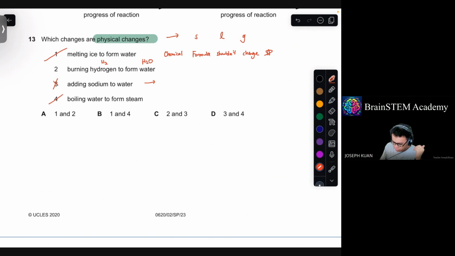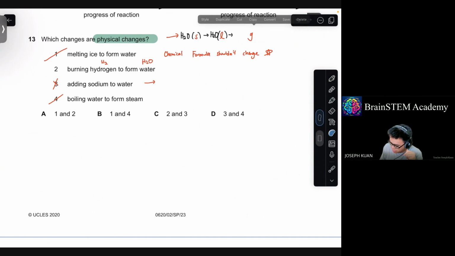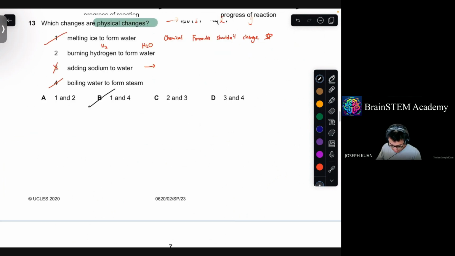In fact, boiling water to form steam is a physical change. From ice, if you look at this equation, ice to form water, it's a physical change. There's no change in the chemical formula, only the states. And then boiling water to form steam. So steam is still water, H2O, but it's just in its gaseous form. So the answer is 1 and 4. All right, moving on to the next question.